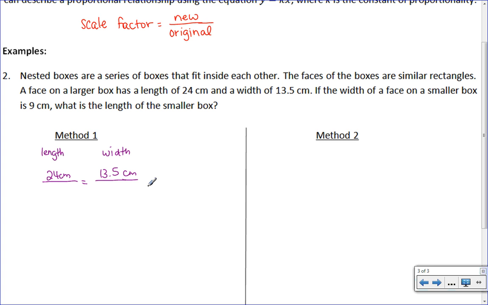Okay, so again, I've made sure everything's lined up. I'm putting length in the left and width in the right, and the top is both dimensions from the larger box. Now our other information says if the width of a face on a smaller box is 9 centimeters, what is the length of the smaller box? Again, we have to make sure that this 9 centimeters goes in the correct place. It is the width, so it needs to go in the same place as the width of the larger box. So 9 centimeters. And we want to know what is the length.